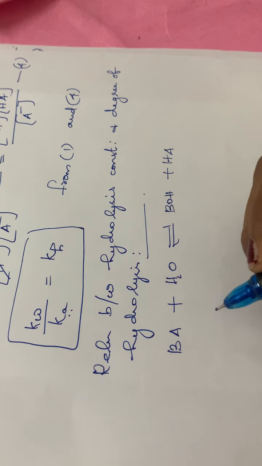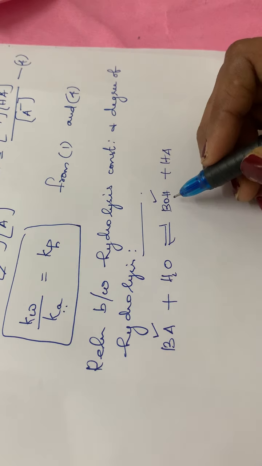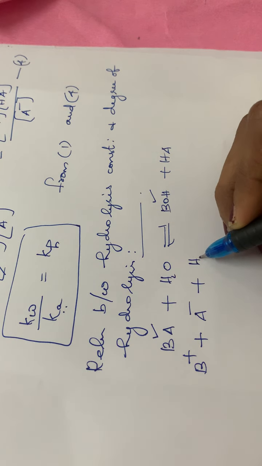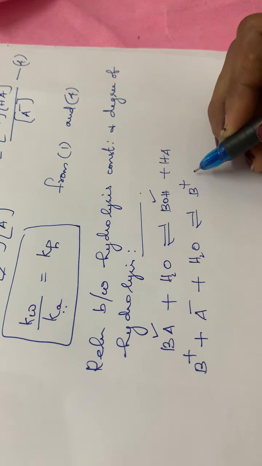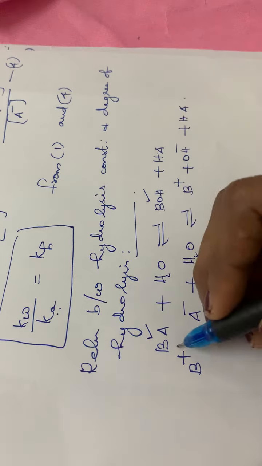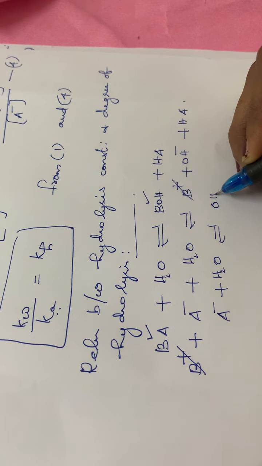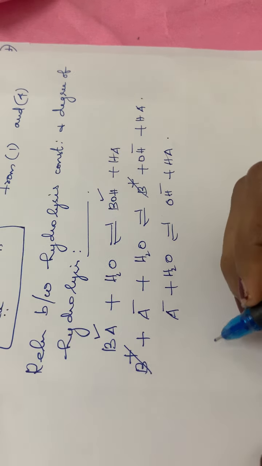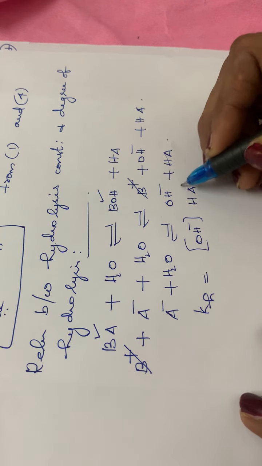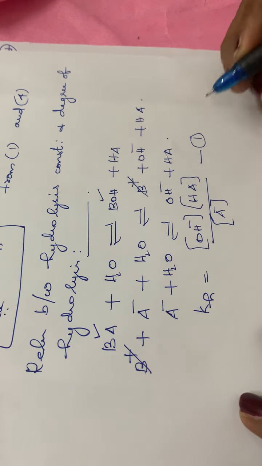Again, the salt will be completely ionized, and since this is a strong basic solution, this BOH will also be completely ionized. So we can write it as B plus, A minus, plus H2O giving B plus, OH minus, plus HA. B plus will be cancelled, so A minus plus H2O giving OH minus plus HA. Therefore KH is equal to [OH minus][HA] divided by [A minus], isn't it? So this is equation number 1.